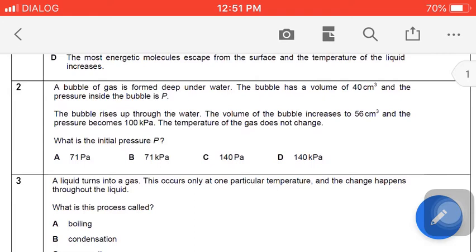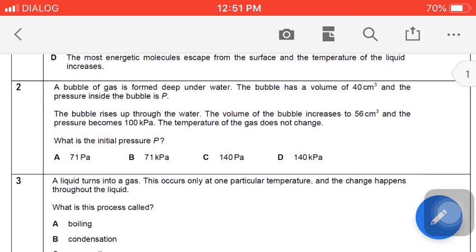If you haven't read the question, pause the video and read it. So a bubble of gas is formed and it has a volume of 40 centimeter cube. The pressure is P. Now the bubble rises up through the water. The volume of the bubble increases to 56 centimeter cube and the pressure becomes 100,000 kilopascal. The temperature is kept constant.